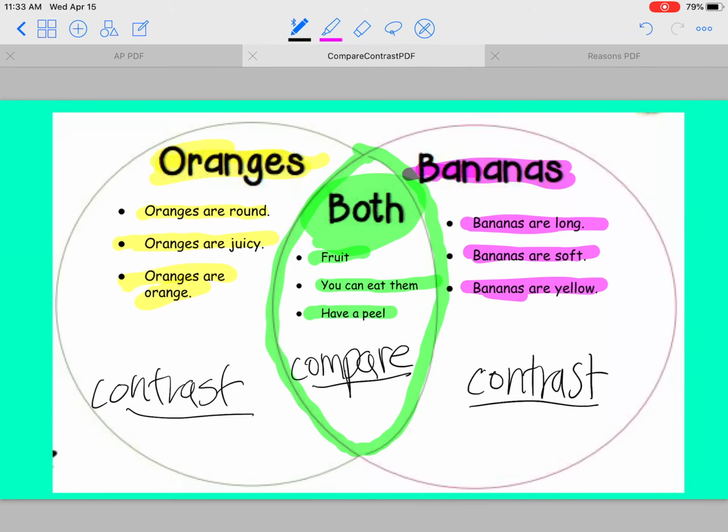I would actually like you right now to pause the video again and to make your own Venn diagram on a piece of paper and to compare your own 2 objects. And then you can share with your parent, your grandparent, brother or sister, or you can even take a picture and send it through Remind.